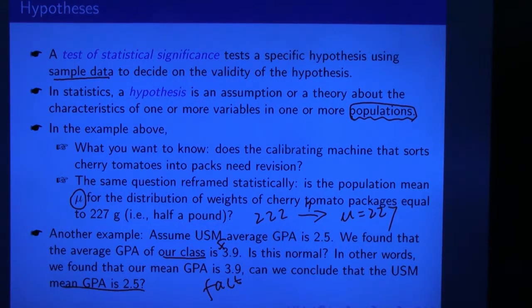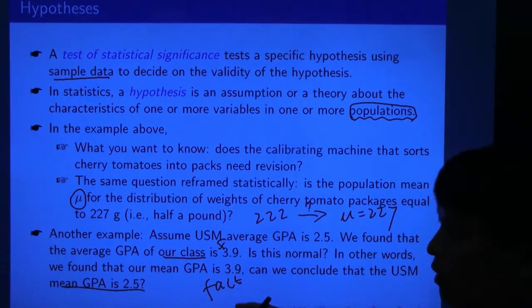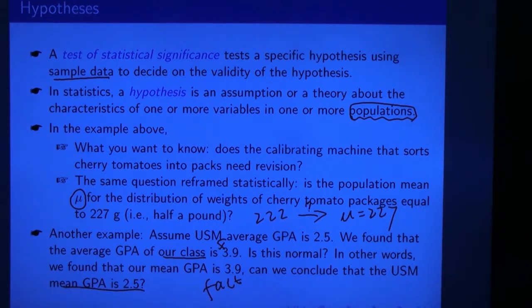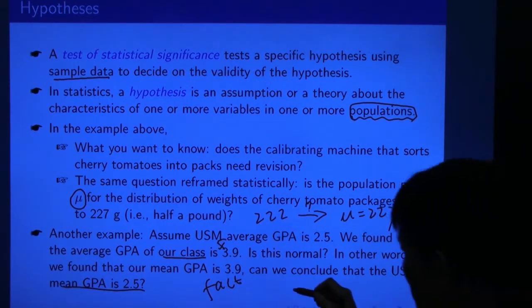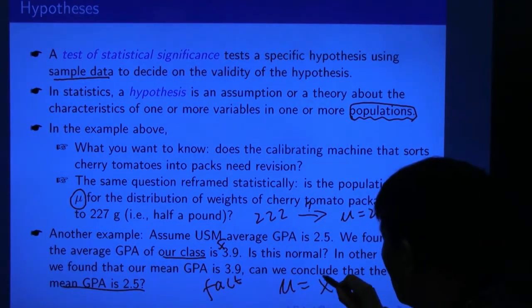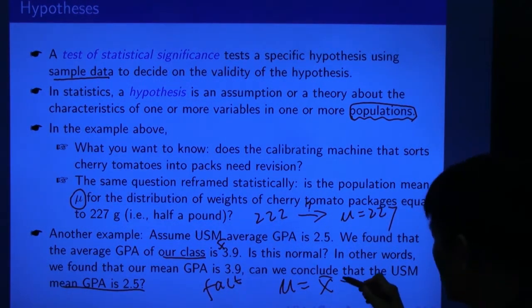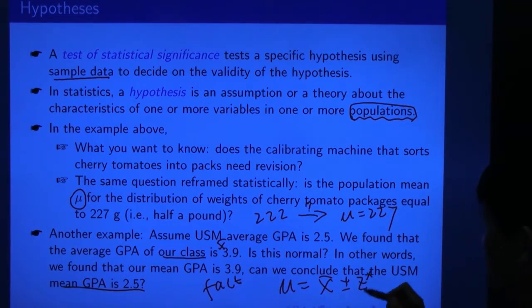In the last unit, from here, we can calculate the confidence interval of the USM GPA. The USM GPA will be calculated by X bar, which is 3.9, plus or minus Z star, which is related to the confidence level, times the standard deviation of the population GPA, then divided by the square root of the sample size, which is the size of our class. And we can get this confidence interval from the last unit.